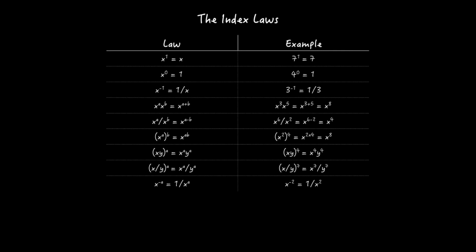The last law is x to the power of negative a equals 1 divided by x to the power of a. An example of this is x to the power of negative 2 is equal to 1 divided by x to the power of 2.